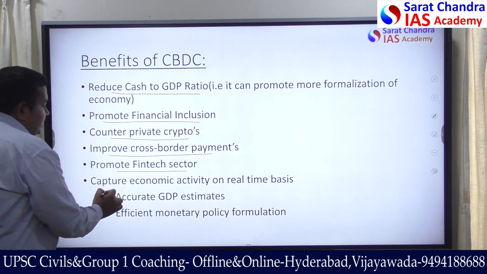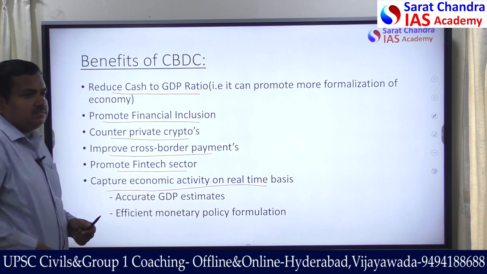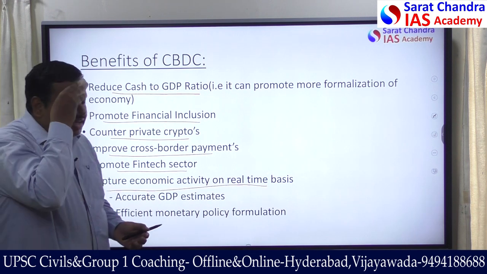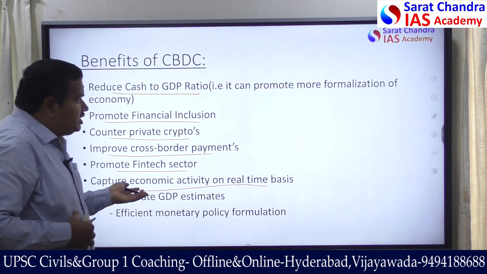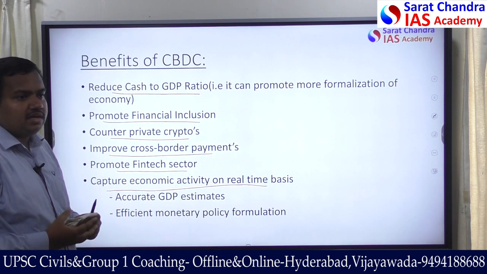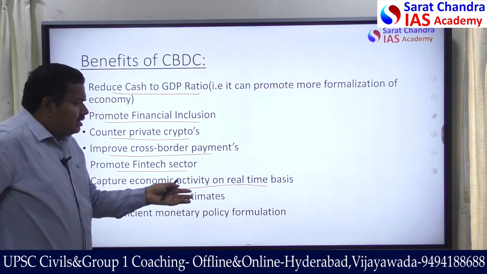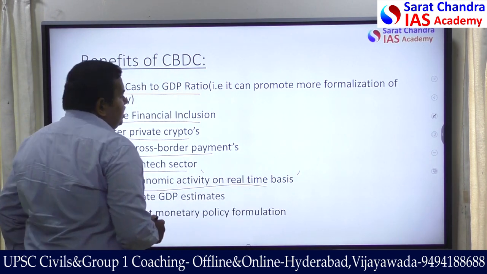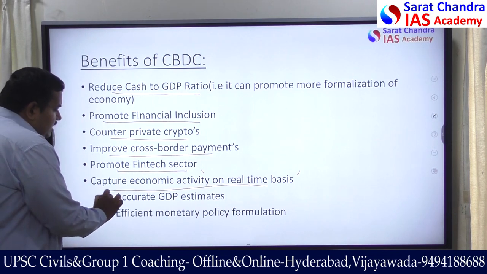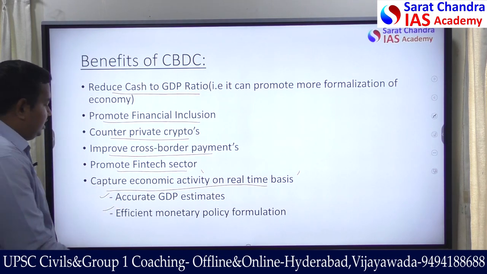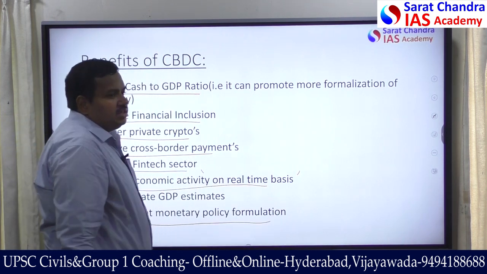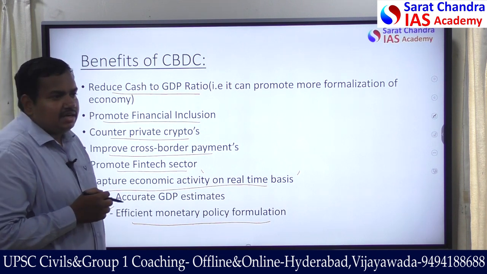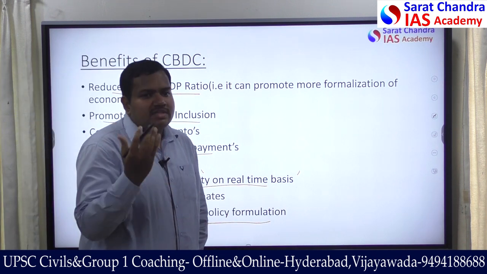And capture economic activity on a real-time basis. Generally, in cash transactions, we can't do this. But using the central bank digital currency, we will be able to do that. And what is the use if we capture economic activity on a real-time basis? Two uses: accurate GDP estimates and, similarly, efficient monetary policy formulation. So these are the advantages and benefits with respect to central bank digital currency. But just like benefits, there will also be some challenges.